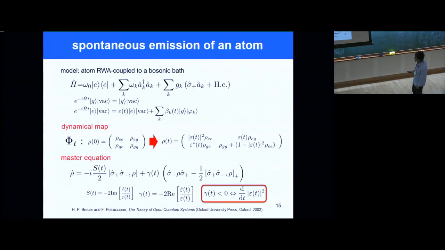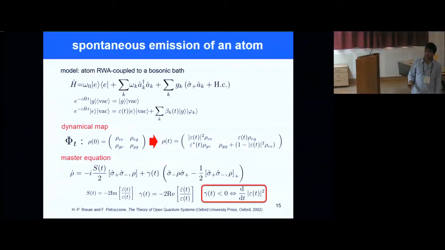It can be shown easily that if there is a time at which this gamma t is negative, then this is equivalent to saying that the atomic population at the same time is growing in time, okay? Can you say when the atomic population in the spontaneous emission process can grow in time at some point? Vacuum Rabi oscillation, for instance, the most typical instance.